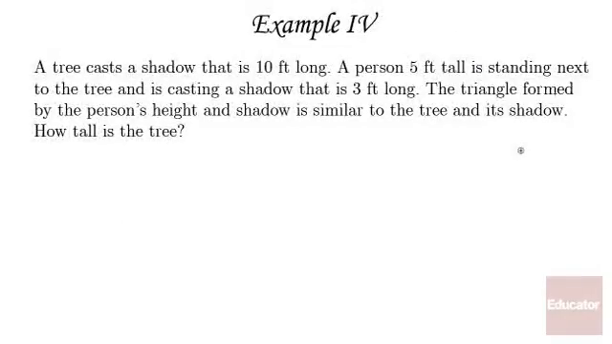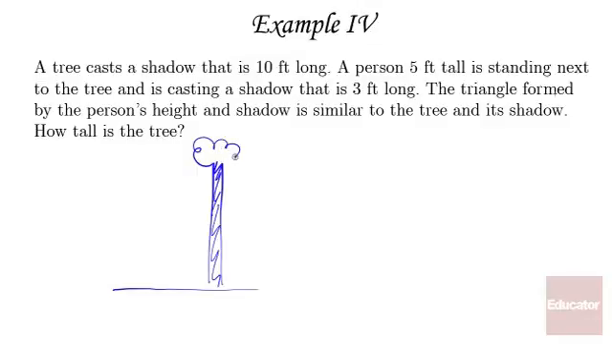Okay, for the fourth example, they give us a word problem, and then we have to draw our own similar polygons. So, a tree casts a shadow that is 10 feet long. So, let's see, I want to draw a tree. Okay, there's a tree. I know my drawing is kind of bad. There's the ground. Tree. Okay. The shadow, let's say this is a shadow, is 10 feet long. So this is 10 feet.